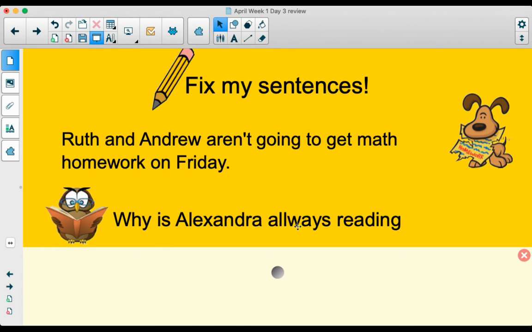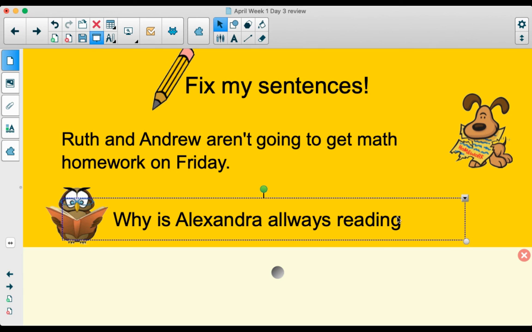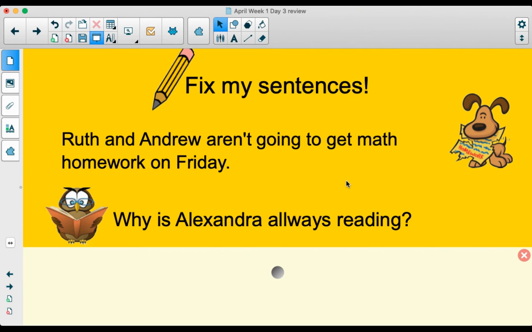Let's look at our sentence one more time. Why is Alexandra always reading? Uh-oh, there's no punctuation mark. Should I add a period or a question mark? I'm going to reread the sentence. Why is Alexandra always reading? Oh, yeah, it's a question. I think I'm all set.